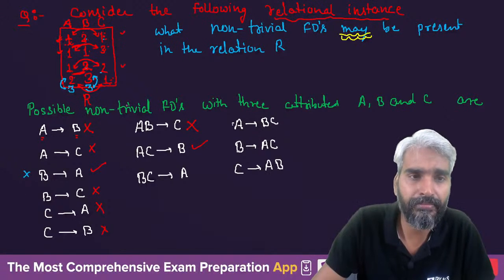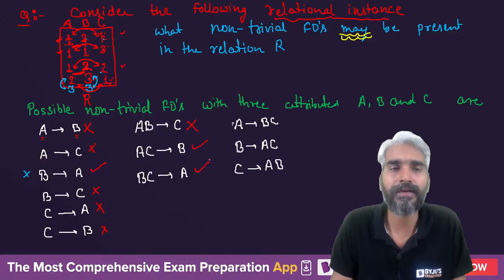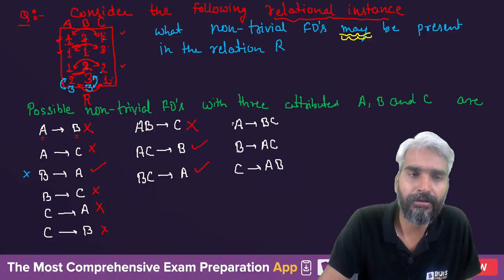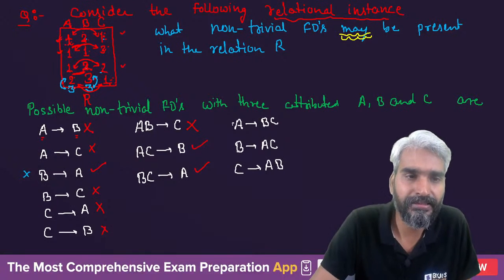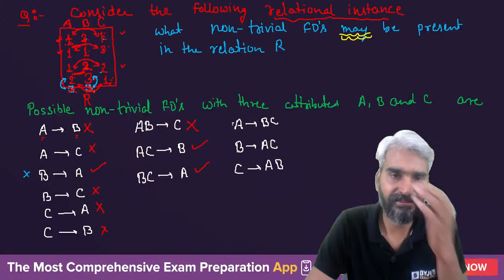Last, BC to A. So 2, 1, 1, 3, 2, 2, 3, 1. All are different. Therefore, this is also a possible non-trivial FD. Got the idea? This is also a possible non-trivial FD. We are not considering these blue color tuples in the relational instance, right?